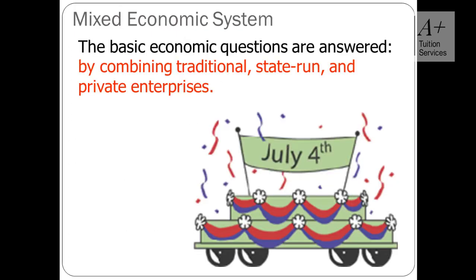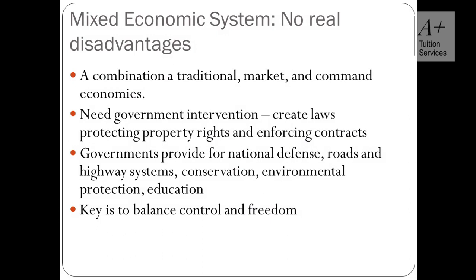The next type of economic system we go on to is the mixed economic system, and I can safely say any Caribbean island will fall under this. So Trinidad and Tobago, Barbados, Jamaica, they're all under the mixed economic system. And the basic economic questions are answered by combining traditional, state-run, and private enterprises. So now in the mixed economic system, we have a mix of both the government and the private sector, and they both play a pivotal role in managing the resources. So the private sector does have a say over the resources, but the government also has control over it.